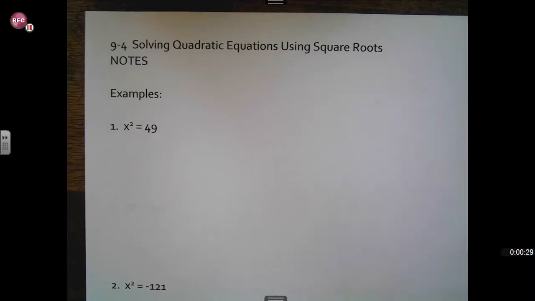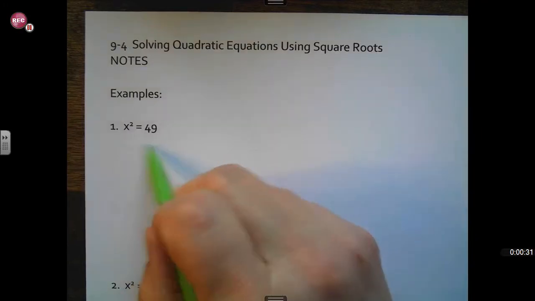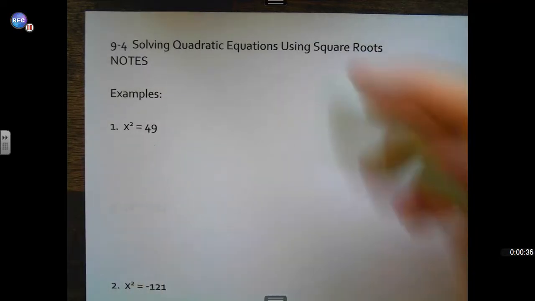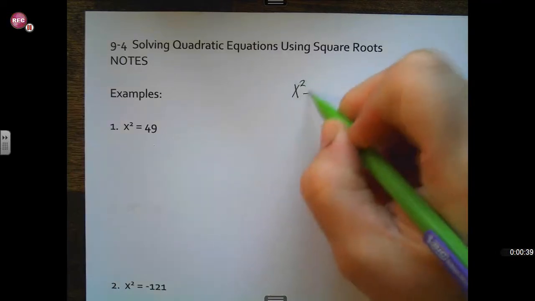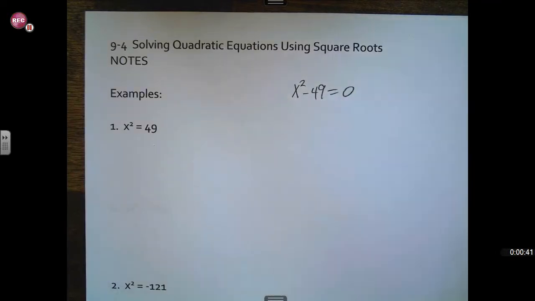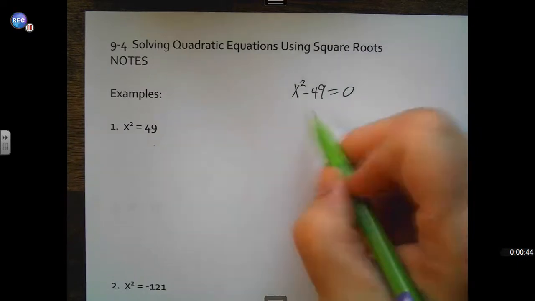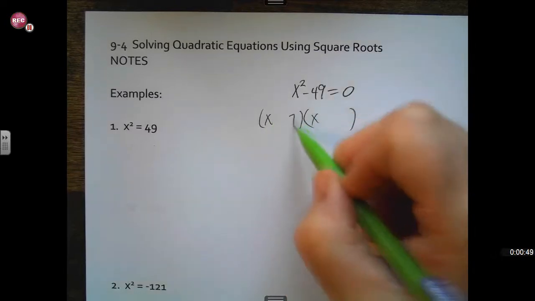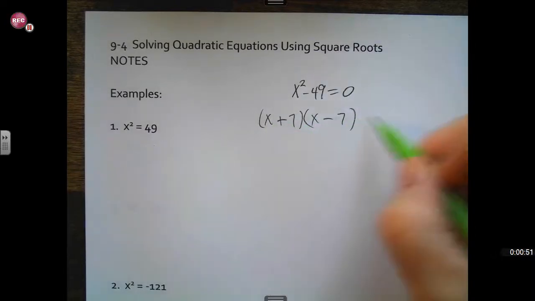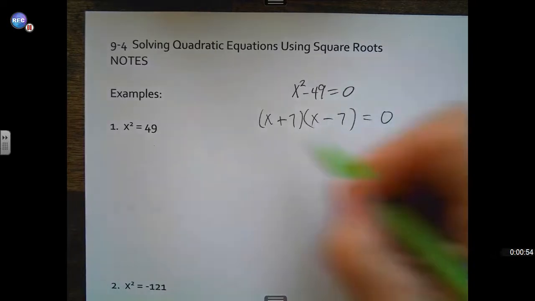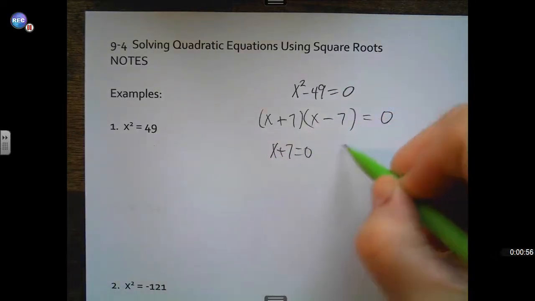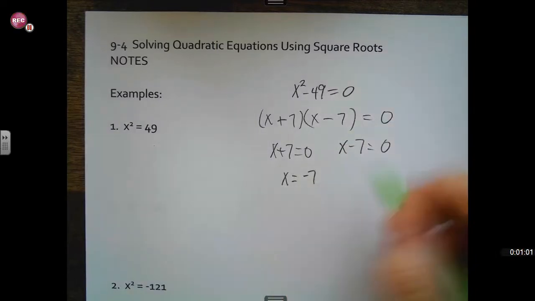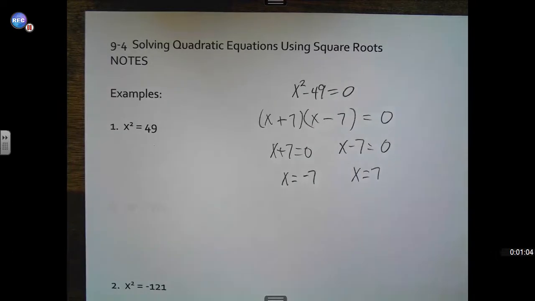Up to this point, if I had to solve this equation from what we've learned so far, I would first set it equal to 0. So I would make it x squared minus 49 equals 0. And then I would factor. This factors to (x minus 7)(x plus 7). Then I would set each factor equal to 0, x minus 7 equals 0, and solve each one. I would get negative 7 and positive 7.